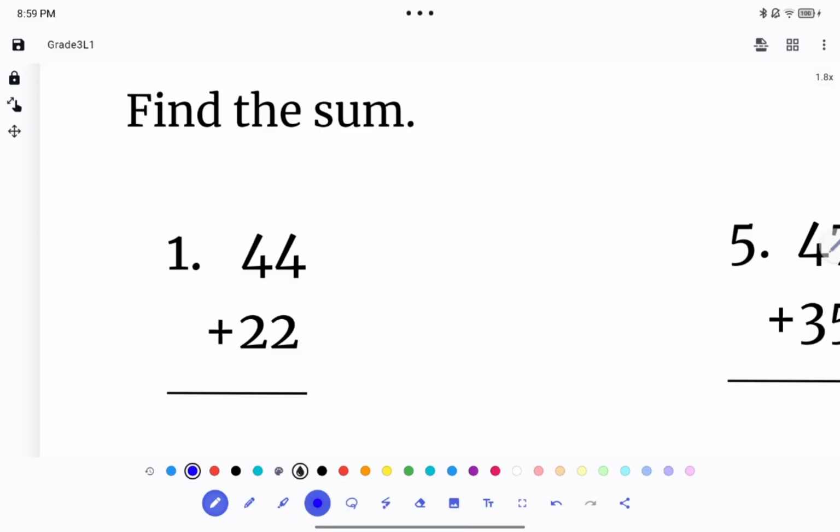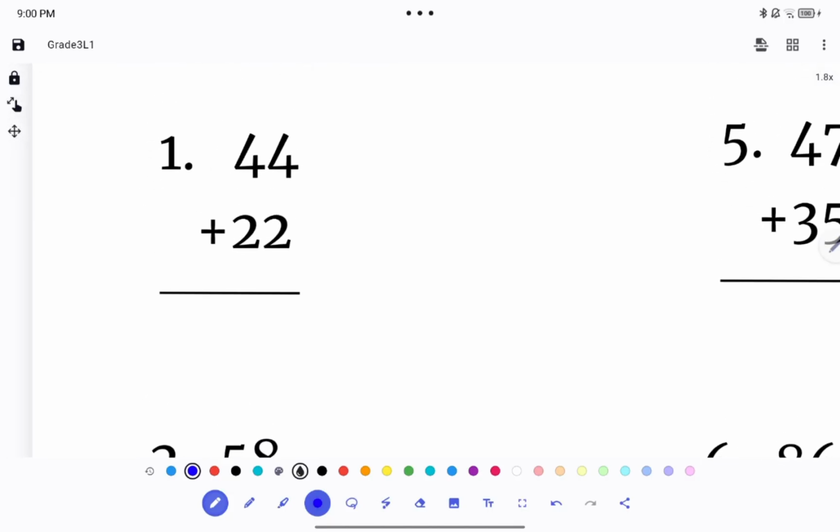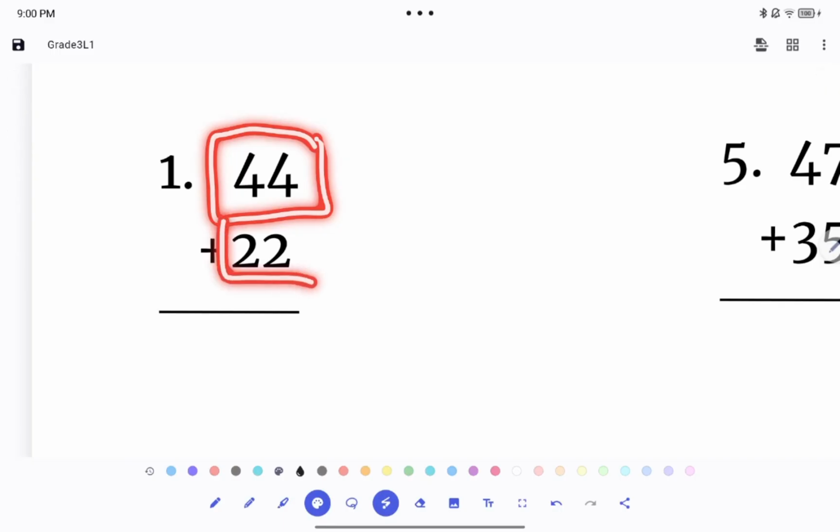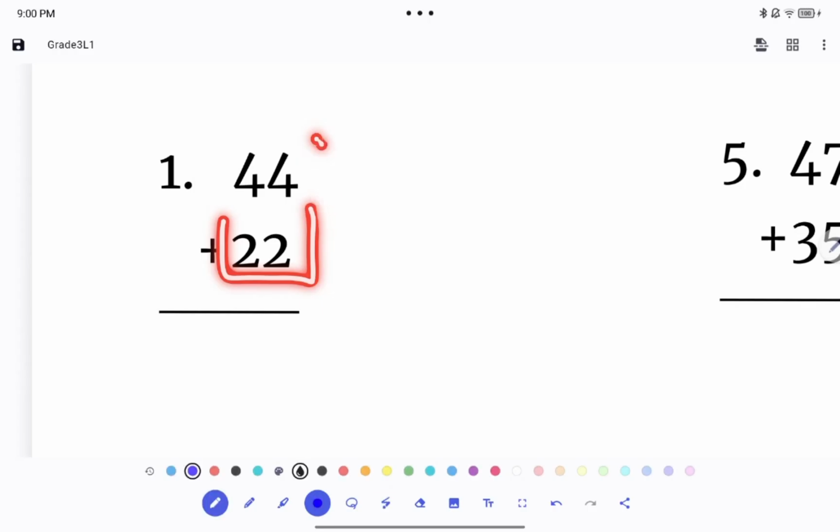And now we have a bit of an easier topic, finding the sum, although it might not be easy for some people, but we'll get you through it. So, first problem, 44 plus 22 is equal to something. Well, let's figure it out.